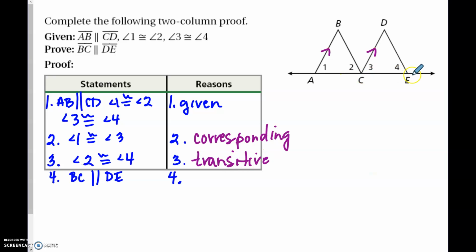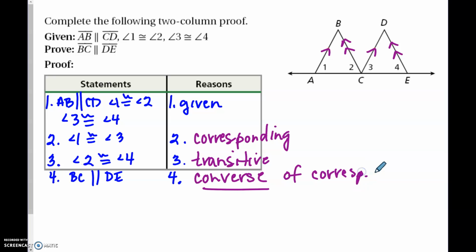And so now if 2 and 4 are congruent, we have corresponding angles are congruent, so that would make this line parallel to this line. So this would be the converse, so make sure you get converse in there, of corresponding angles. Okay, so converse of corresponding angles, that's the big word that we have to get in there. That's how we get the lines parallel, is by using the converse.